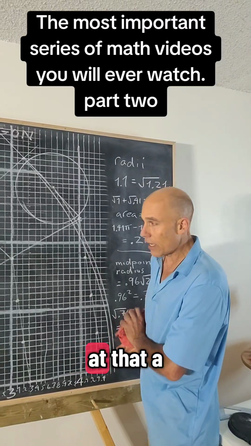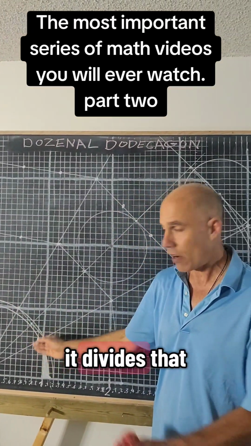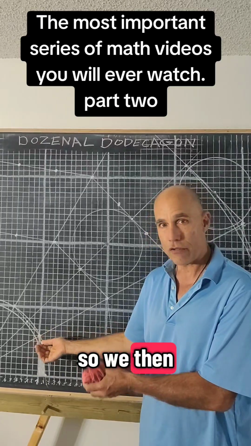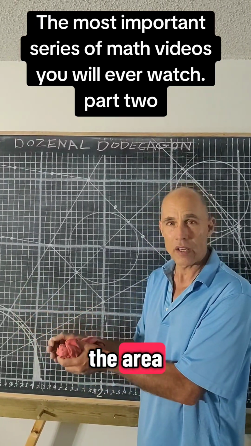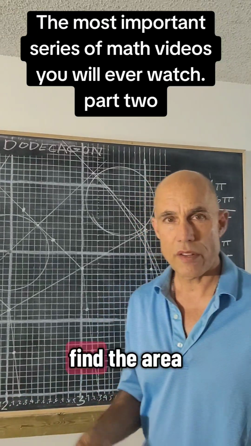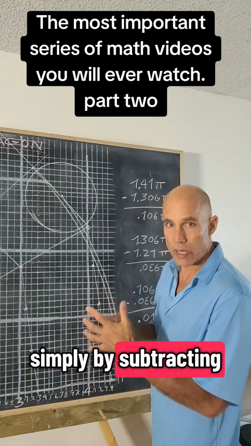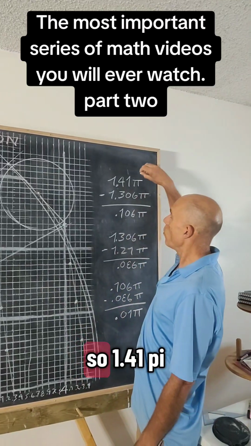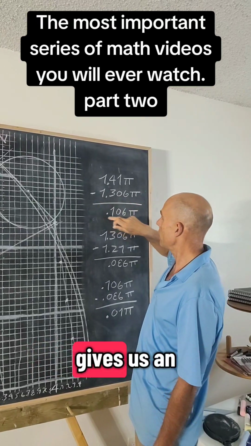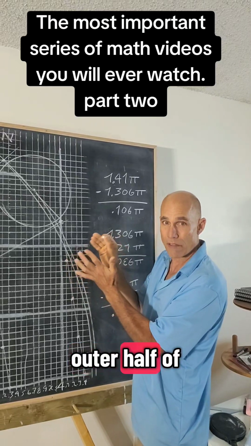Okay, so we're just going to look at that a little bit more closely. That circle, when we draw it, divides that distance or that area of 0.2 pi in half. So we then have two rings. What's the area of each half that adds up to 0.2 pi? Okay, so we can find the area of those two halves of the whole ring quite easily simply by subtracting one ring from the other. So 1.41 pi subtracting 1.306 pi gives us an answer of 0.106 pi. So that's the area of the outer half of the ring.